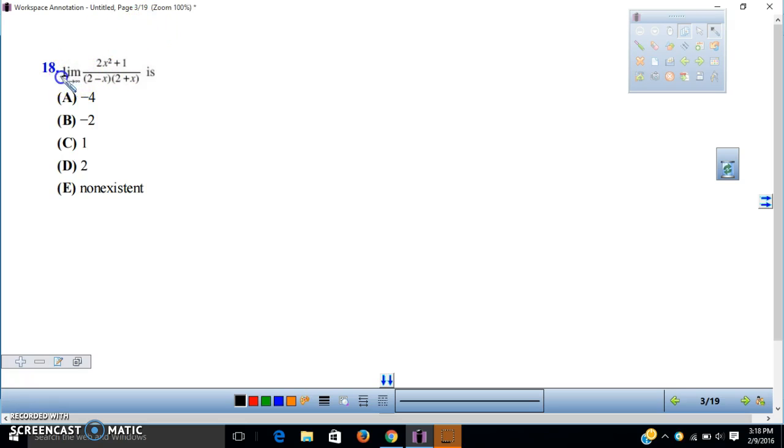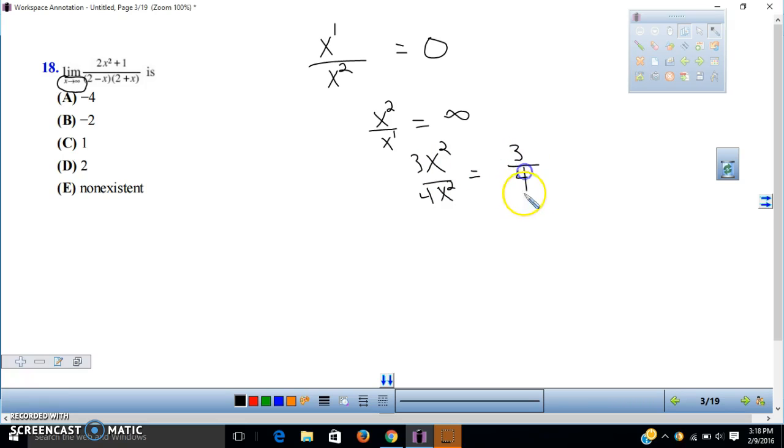Alright, this is one where I'm going to infinity. Whenever you're going to infinity and you have a fraction, that's when you're going to use that rational function rule. If the power on the top is smaller than the power on the bottom, that's going to go to 0 because the top's not going to grow as fast as the bottom. If the power on the top's bigger, it goes to infinity. And then if they're equal, you use your leading coefficients.